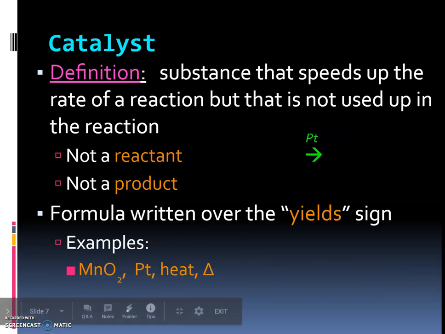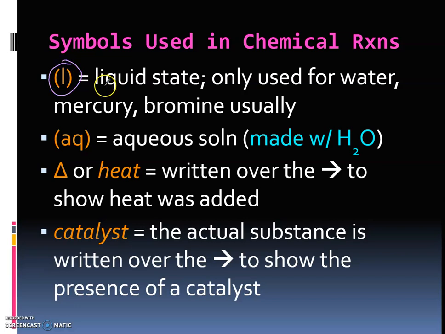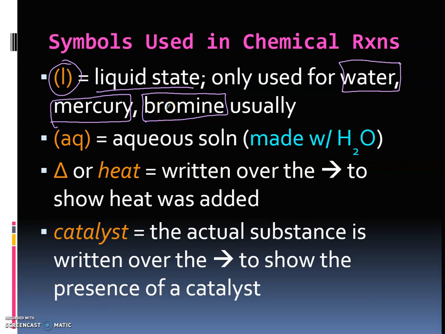Then we have our l, which is going to be for our liquid phase, but really we're going to use this so sparingly. The only time you're going to see a pure liquid is going to be like water, mercury, and bromine. Those ones that we colored in on our periodic table, Hg and Br2 because it's diatomic. The one that you are going to see much more commonly is this one that we went over in the beginning of the year, aq, for aqueous. It's a solution made with water, okay?